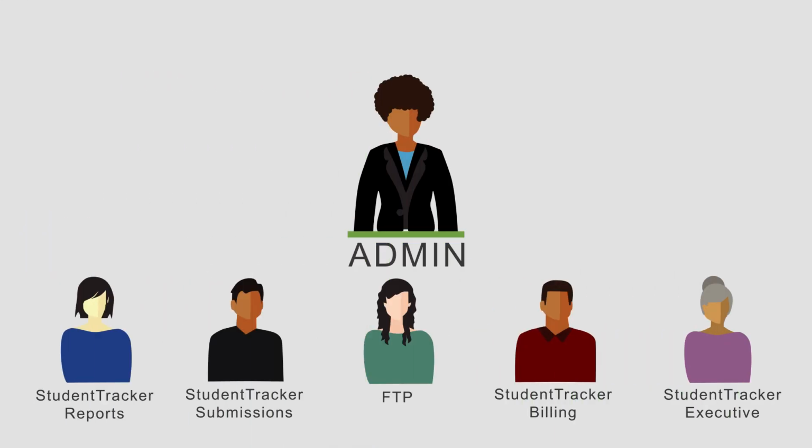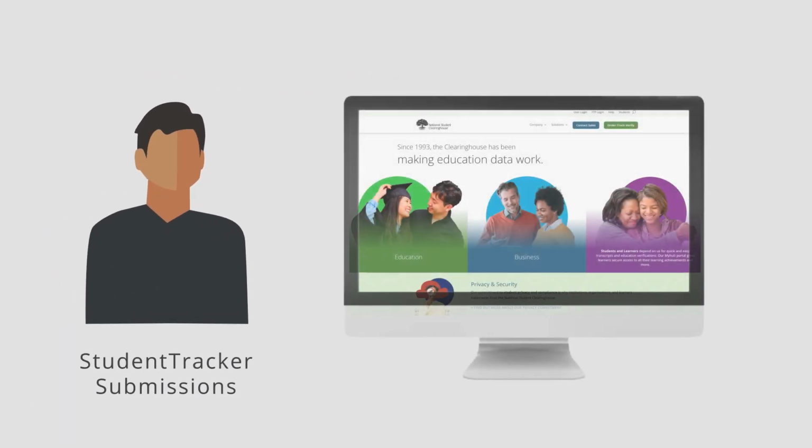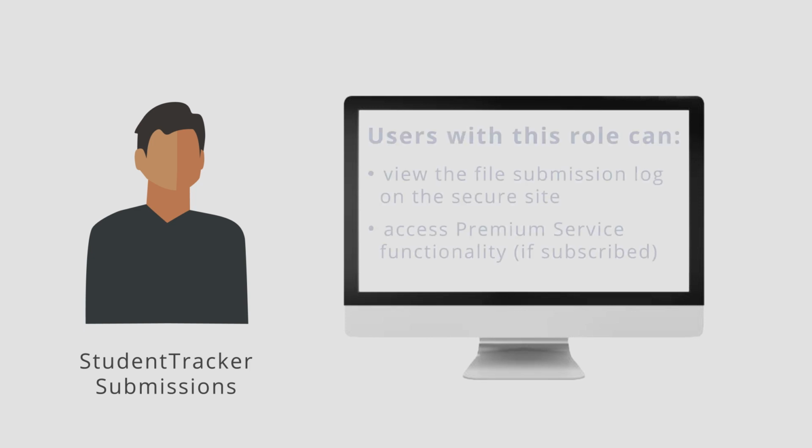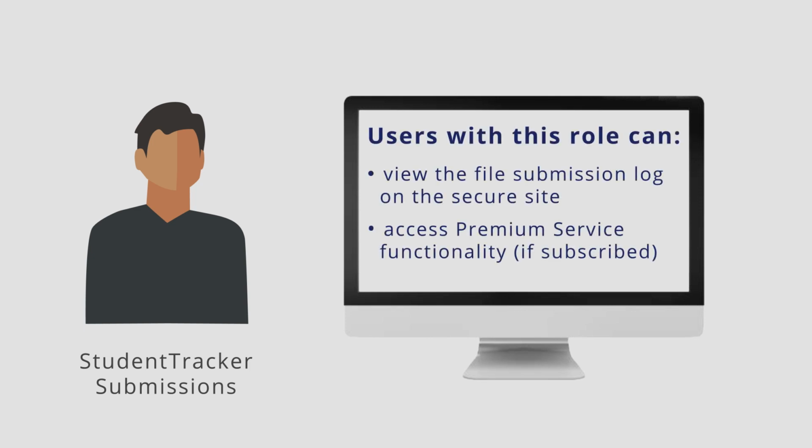The StudentTracker Submissions role allows a user to upload their StudentTracker request file via secure FTP. This user role also receives email notifications related to the validation status of those files. Users can view the file submission log on the secure site and, if applicable, access premium service functionality.